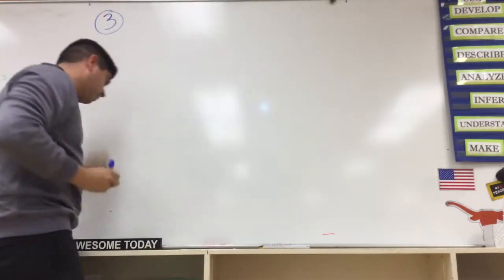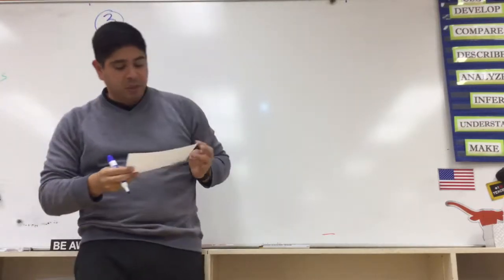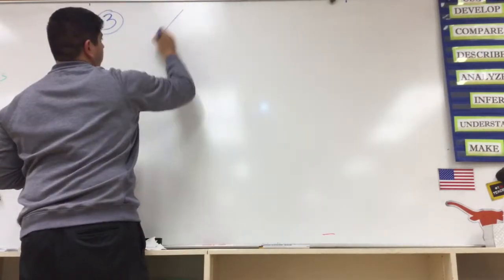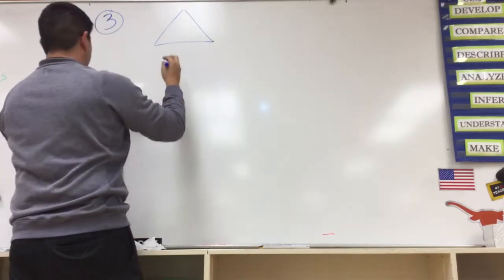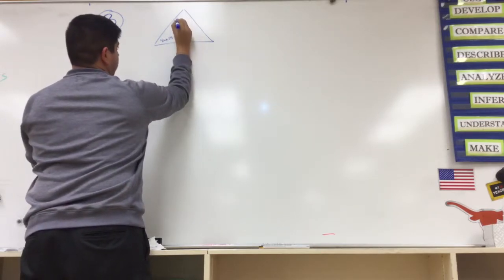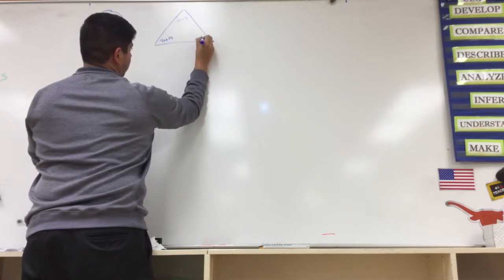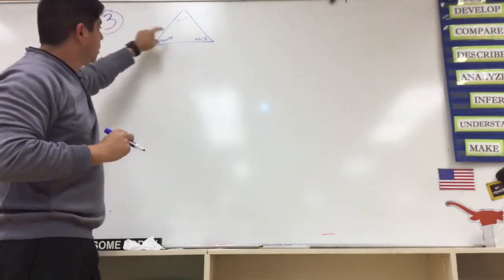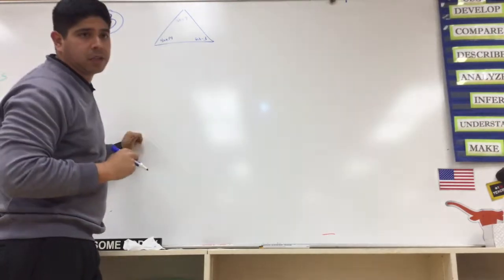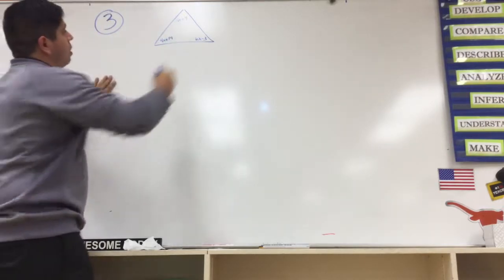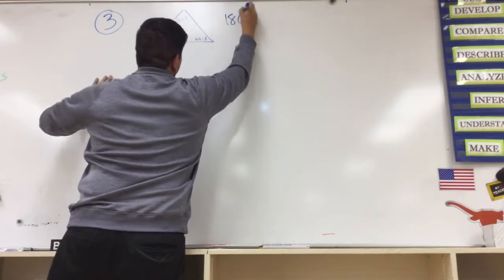Number 3. Solve for x using the picture below. Okay, so this one's a little bit more challenging. I'm going to have my triangle. I have 4x plus 14. It's kind of small, but that's what's in here. It's the same thing that's on your homework sheet. 5x plus 4, and then 6x minus 3. So we need to solve for x using these angles that are inside the triangle. We do know that all 3 angles of a triangle add up to 180 degrees.